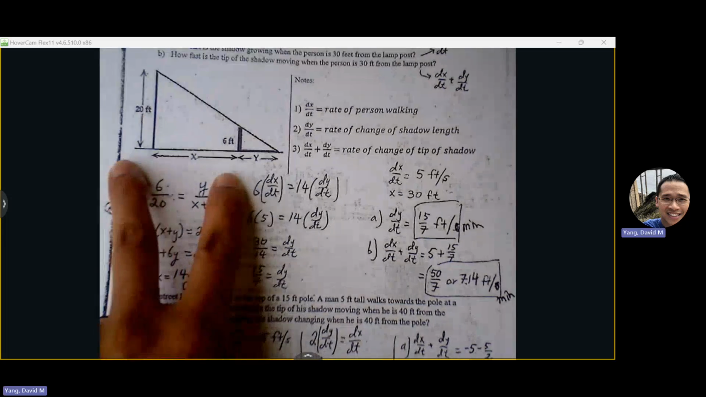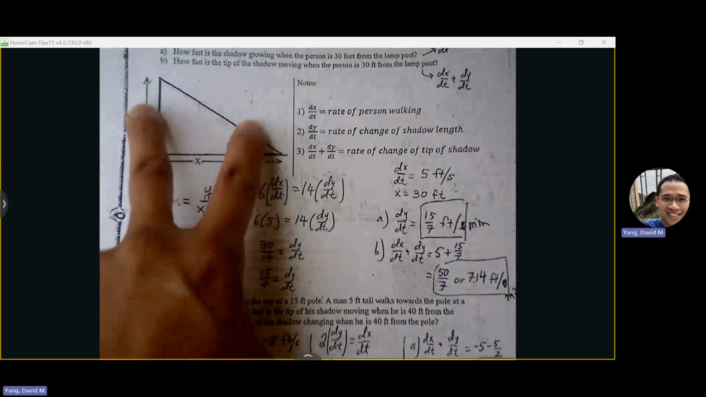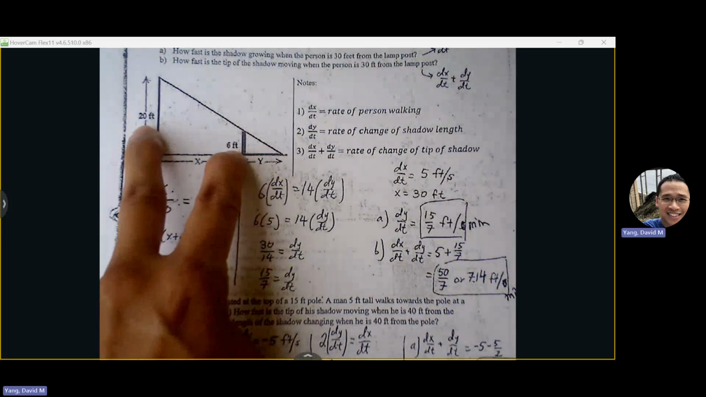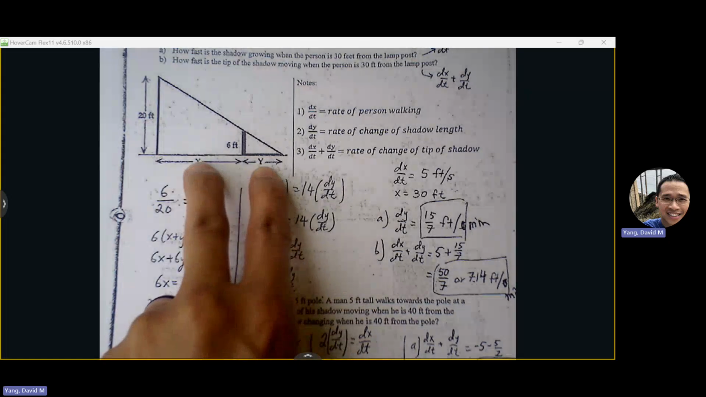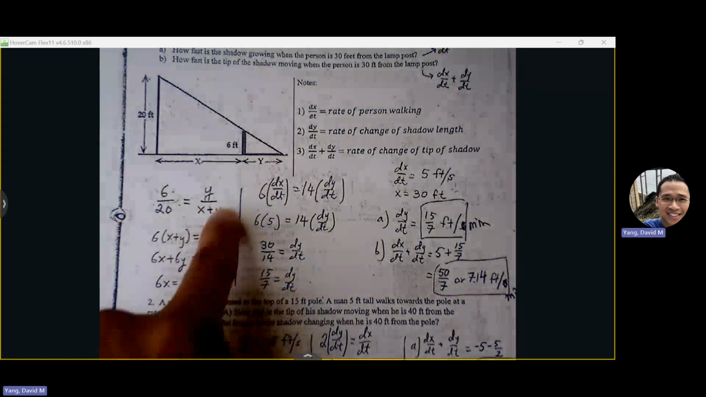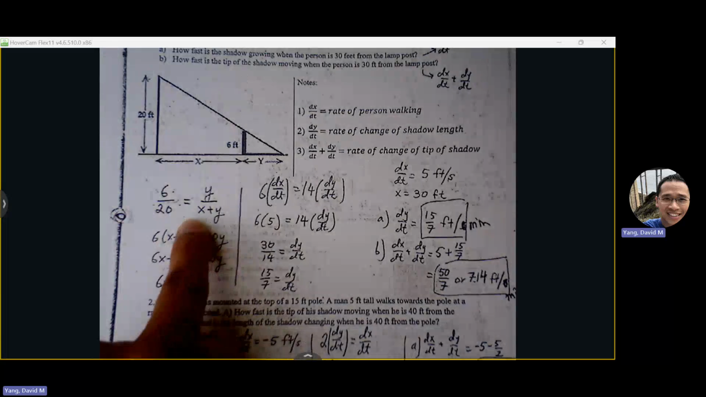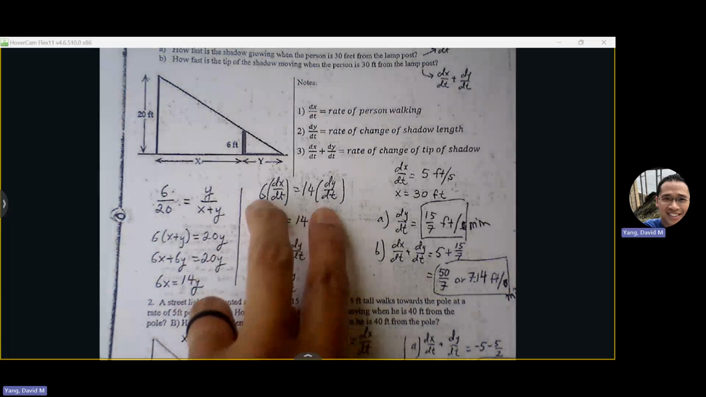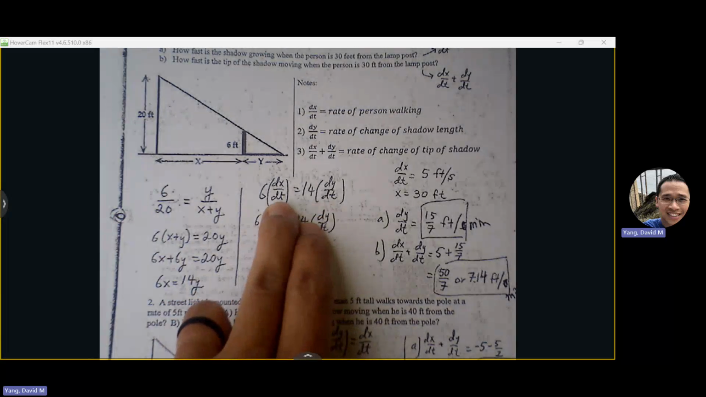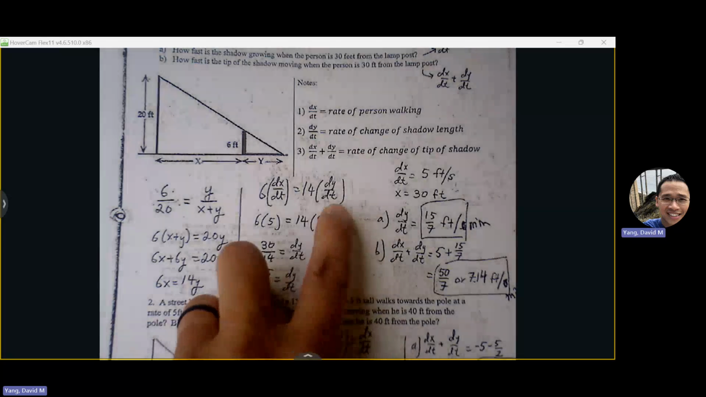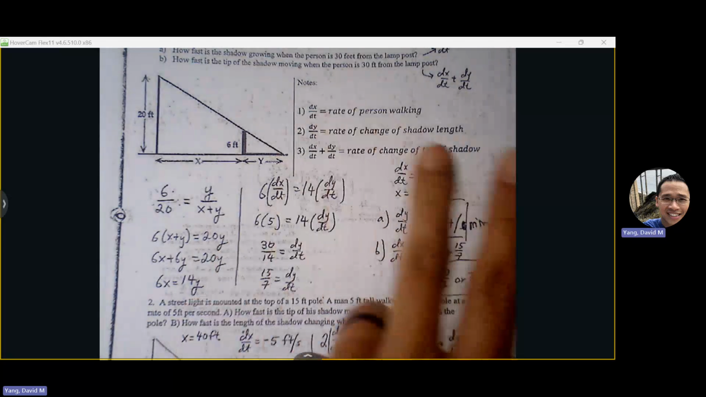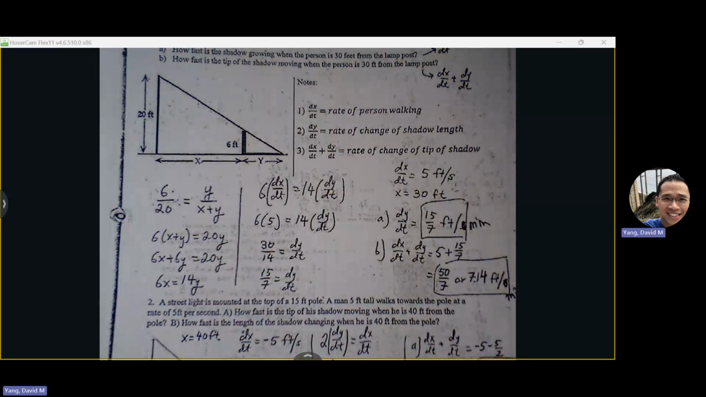So you're always going to set up your diagram the same way. These pieces will always be the known information, and then the x and y will always be the unknown. And then you're always going to set up your proportions in the same way, cross multiply, find the derivative. dx/dt is always the rate of change of the person. dy/dt is always the rate of change of the length of the shadow. And then add those two together, that's always going to be the rate of change of the tip of the shadow.